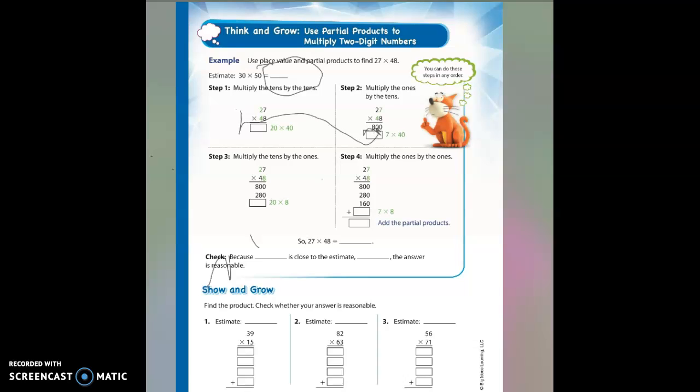And then for 7 times 40, they got 280. It says right here. And then moving over for the 20 times 8, they got 160. Still working on this pen. They got the 160, and then for 7 times 8, what would you get for 7 times 8? Go ahead and think that through. What is 7 times 8?